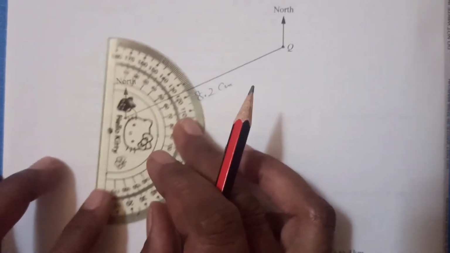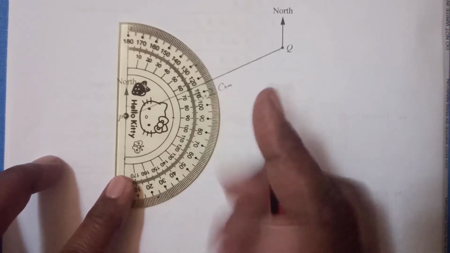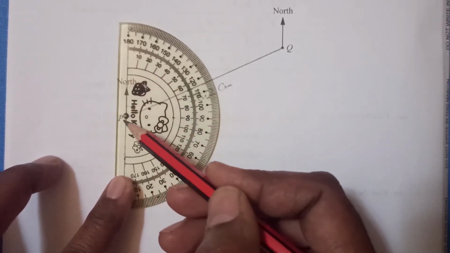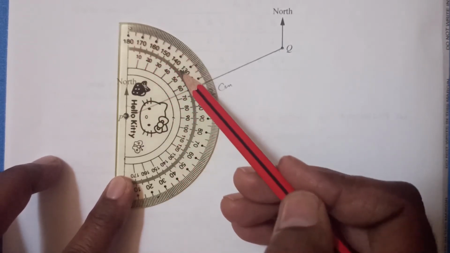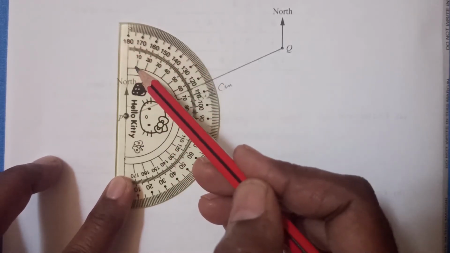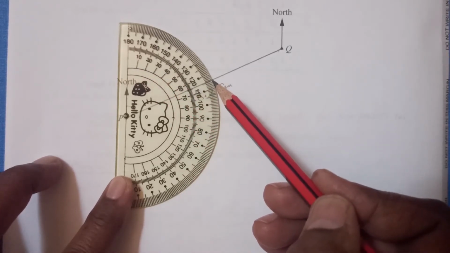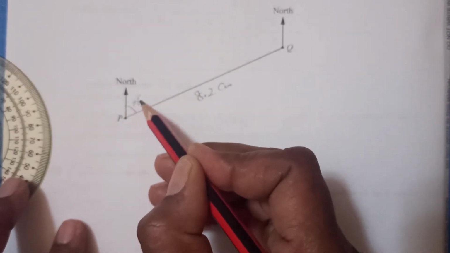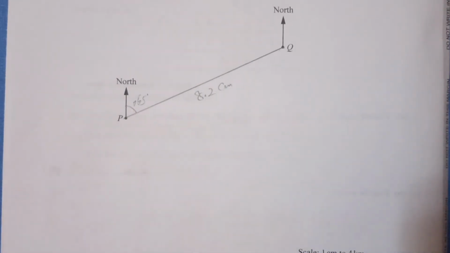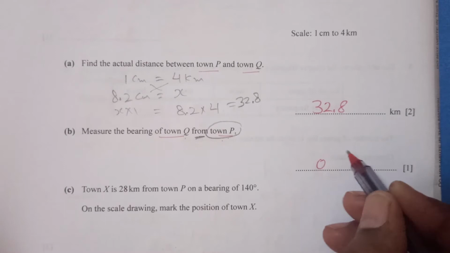So place your protractor baseline here, this is the baseline, on point P. Then we will read, see this, don't read the upper reading because this is decreasing, this one 10, 20, 30 up to here. So you can see this is 65. So this is 65, but we need to write it down as 3 digits. So it will be 065. So that will be here in this column.